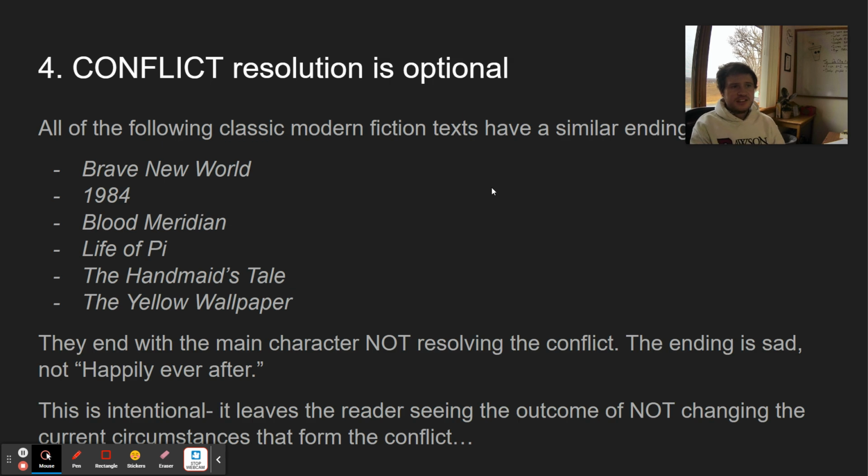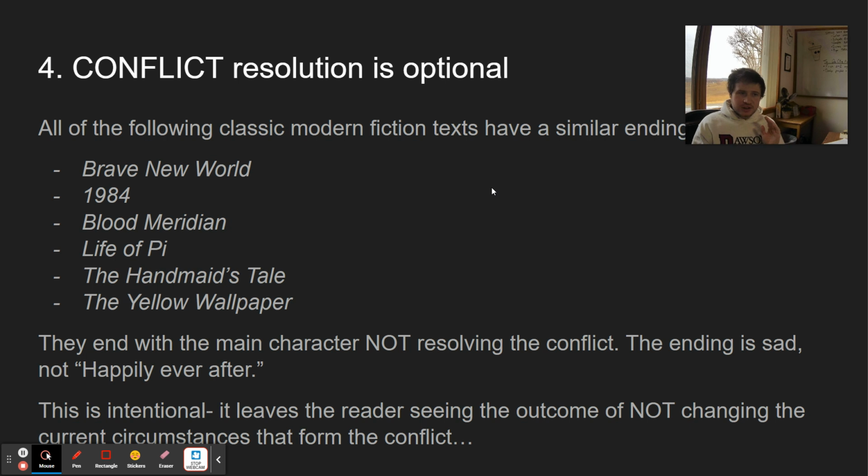All right, and then finally, I just want to bring up modern fiction texts. You don't need a perfect conflict resolution. In fantasy and sci-fi, if you don't resolve the conflict, you're left hanging. It's a cliffhanger. The story cannot end. An end of the world story needs to end with the world ending or being saved. A world domination story needs to end with the world being dominated or saved. There is not the option to just stop. But in modern fiction, you actually have more of an option of how you want to end your story.